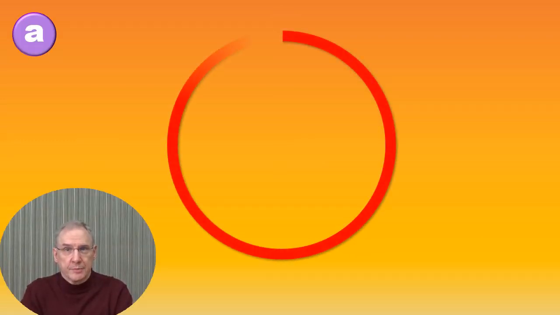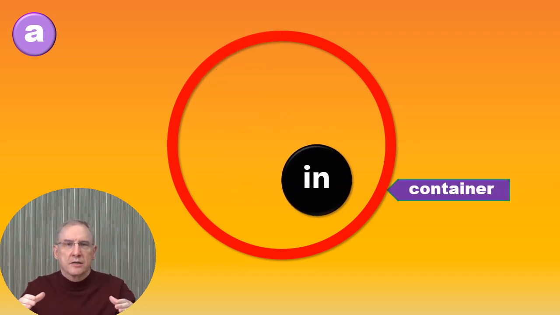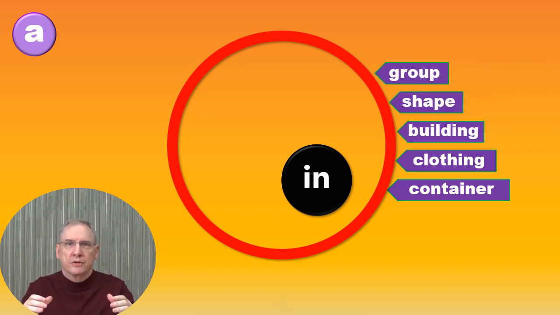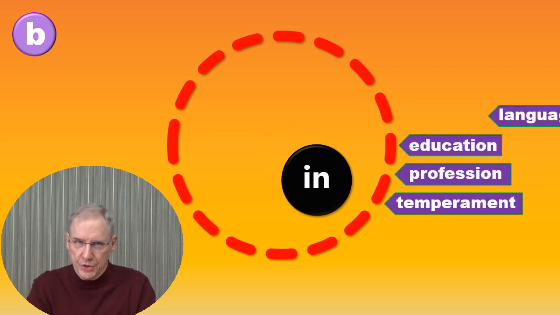From these 20 examples, you can see that "in" indicates some sort of contained area, either a physical structure, as in illustration A, or something less clearly defined but still a limited area, as in illustration B.